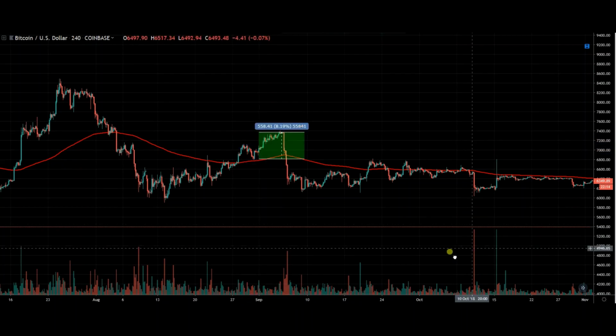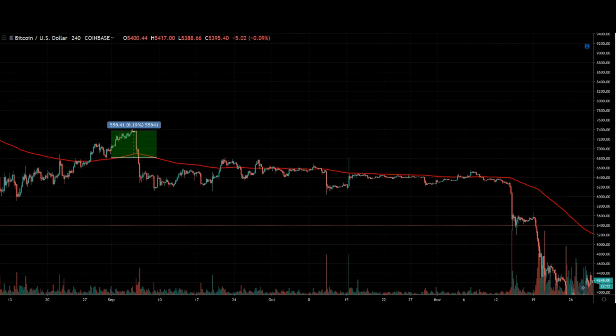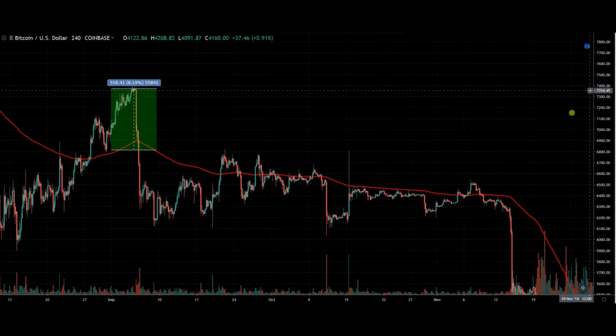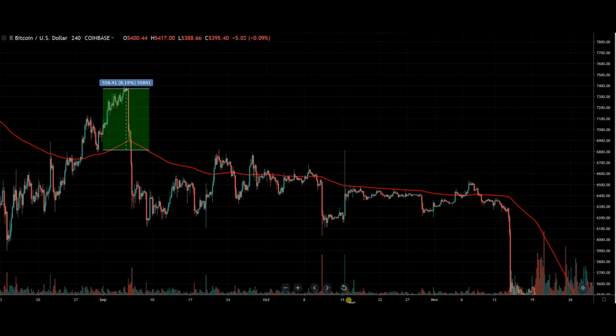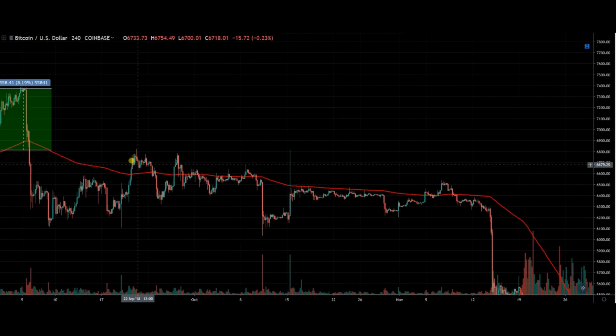10% move. Okay. So now price is getting a little bit choppy. So this is choppy. So here we go. In this real choppy action, that could have been considered a break.